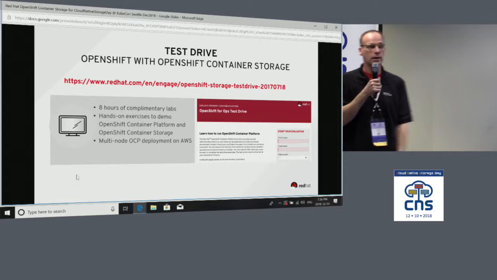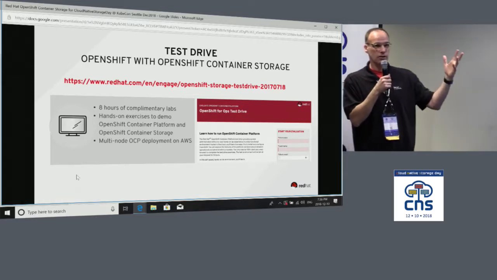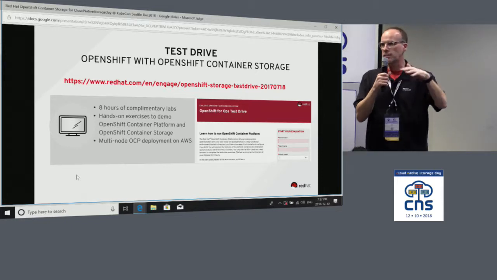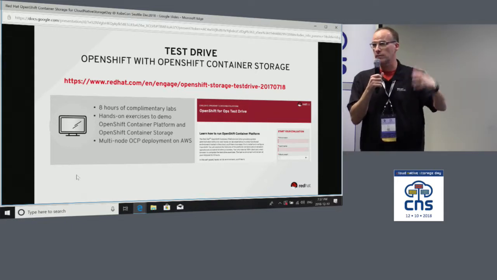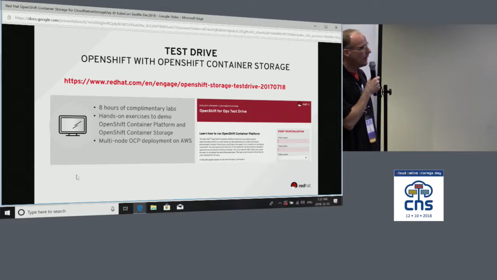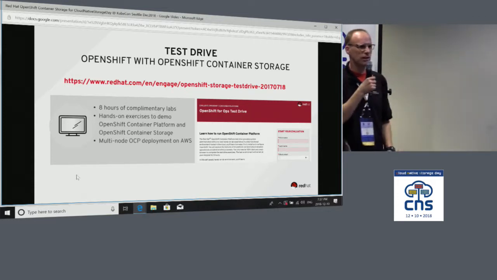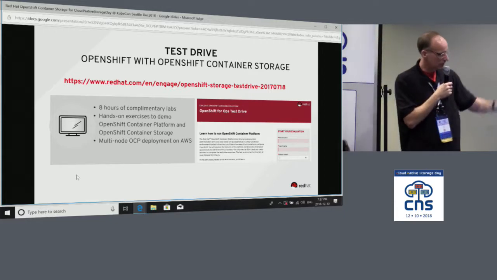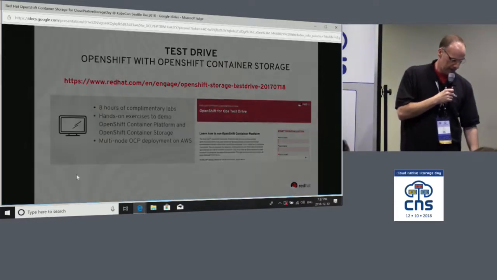All right, in the interest of time, just real quick, in terms of where you can try it out or play with it, we actually have an Openshift test drive. That's what this is talking about. And Openshift Container Storage is the foundational element of it, so you're playing around with both of them as you do the test drive. I think it's 8 hours complimentary on us to try it out. It's linked in the slides. You can go there and check it out.